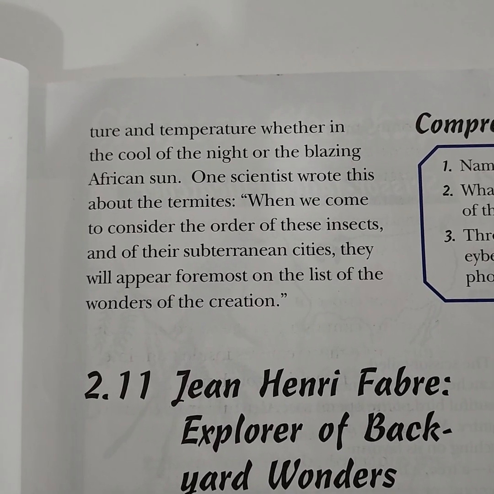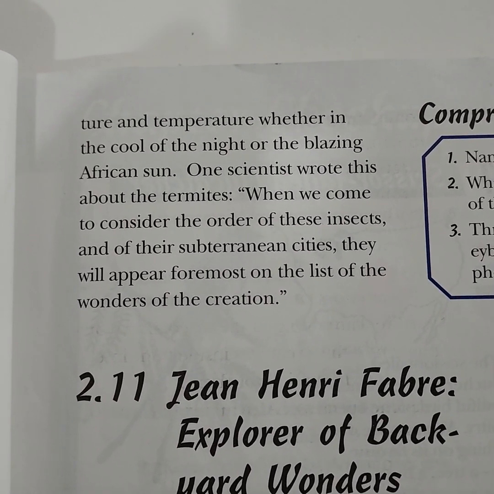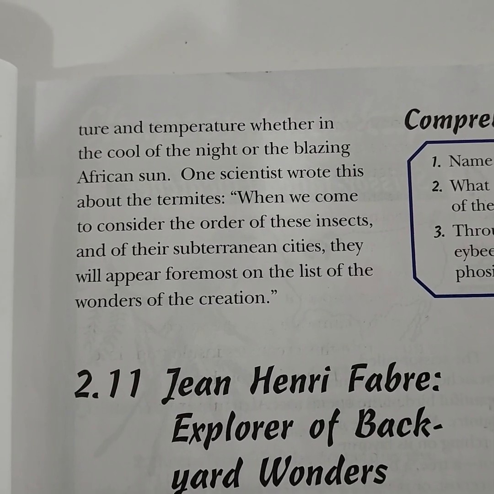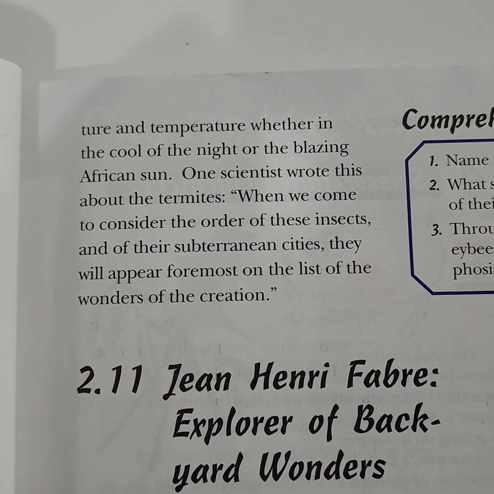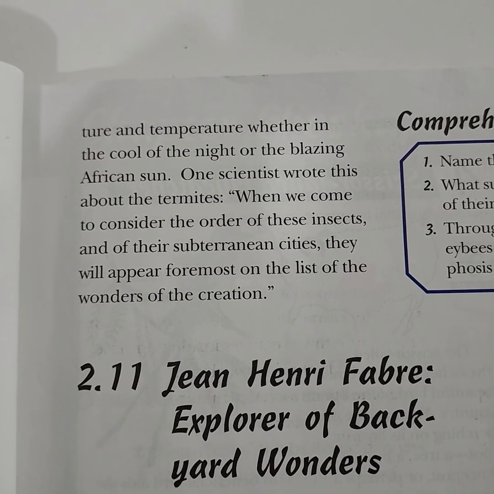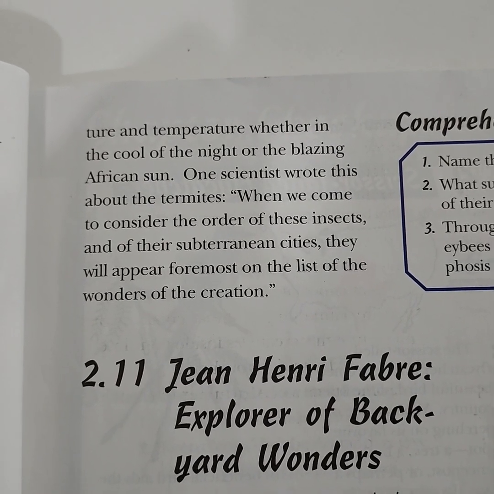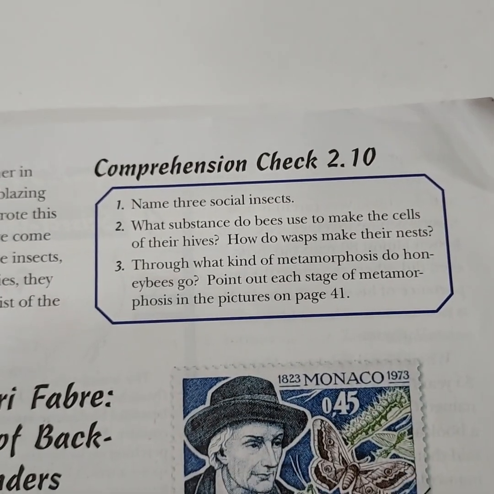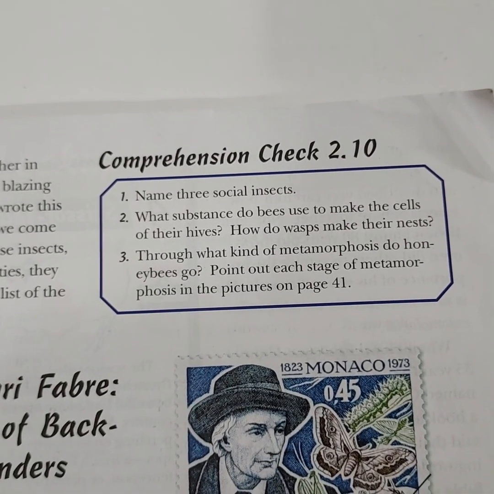One scientist wrote this about the termites. When we come to consider the order of these insects and of their subterranean cities, which are basically underground cities, they will appear foremost on the list of the wonders of the creation. Next, you'll see this comprehension check 2.10.